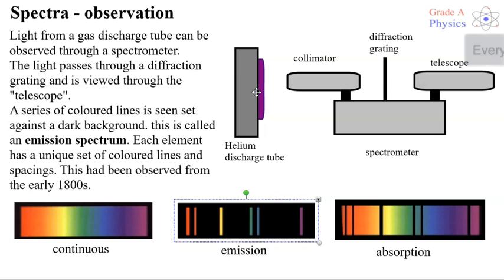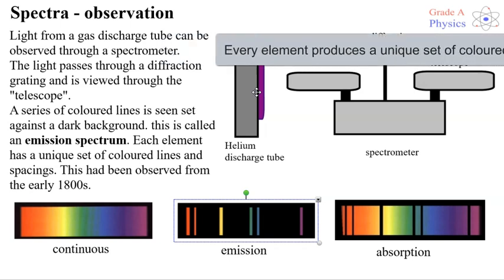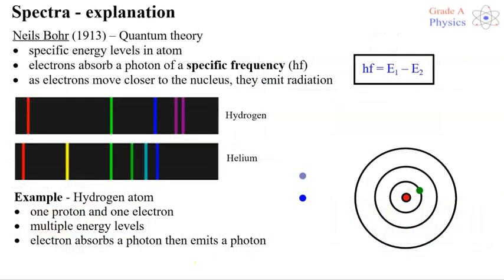This has been observed for a couple of hundred years, but it was only explained in the early 1900s as part of the quantum physics movement. We'll come on to absorption spectra and how they are produced later on in this video. Okay, so how do we explain these very particular lines?